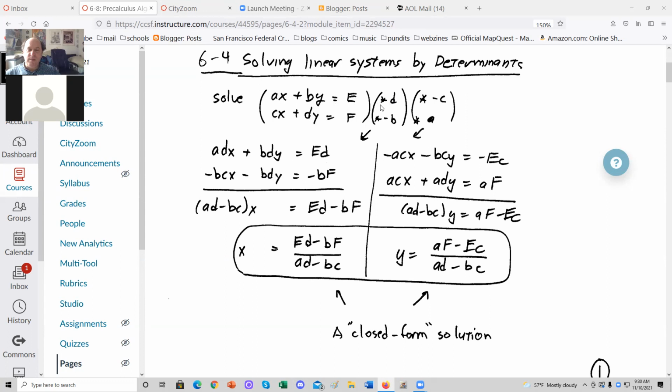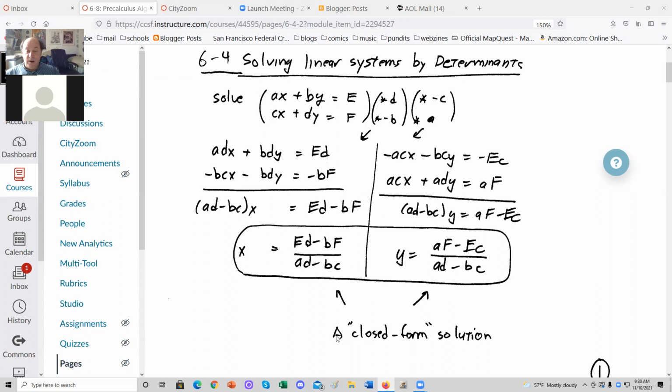So this rescaled by d is adx plus bdy equals ed. This rescaled by negative b is minus bcx minus bdy equals minus bf. When we add these two equations together, the y term cancels. We eliminate it. We get (ad minus bc) times x equals ed minus bf. And so dividing, x equals (ed minus bf) over (ad minus bc).